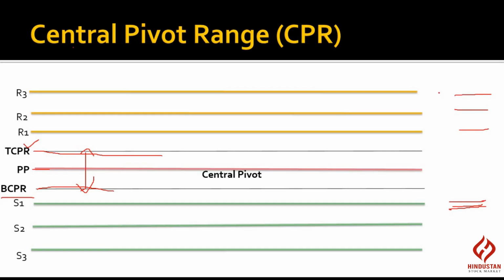Right? So wide CPR is nothing but this is top CPR and this is bottom CPR. This is the central pivot, right? If the range is wide, meaning there is a huge gap between top CPR and bottom CPR, then it is known as a wide CPR. And when the gap between top and bottom CPR is very narrow, this is known as narrow CPR, right? So when there is a wide CPR, these lines will work as a strong support and resistance. Let's see how.